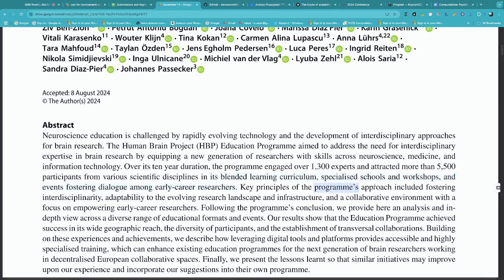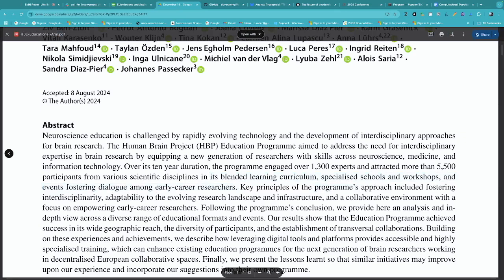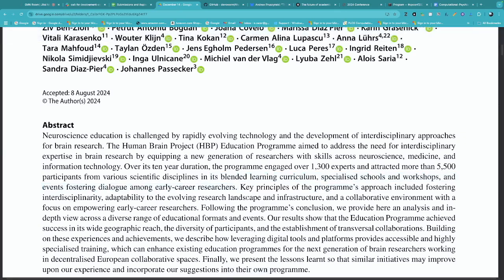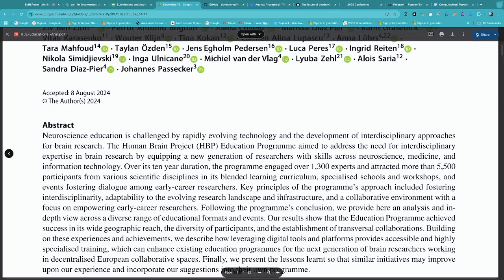Key principles of the program's approach included fostering interdisciplinarity, adaptability to the evolving research landscape and infrastructure, and a collaborative environment with a focus on empowering early career researchers. So this is a whole set of words here. The first is fostering interdisciplinarity. So again, that can happen in a number of ways, basically pulling disparate fields together, sometimes siloed fields, and exploring the intersections between those. It might be like having a course on neuroinformatics, which is, of course, combining informatics, computer science with neuroscience.